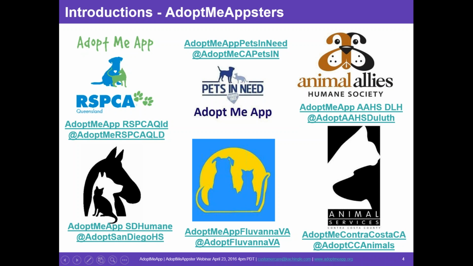Then we have Animal Allies in Duluth, Minnesota, San Diego Humane, which Stacy is from, in San Diego, obviously, and Fluvanna SPCA in Fluvanna, Virginia. And the latest one we added is our first government shelter, which is Contra Costa County here in California, in the San Francisco Bay Area. Yeah, and Fluvanna is also a county. It's not a city. It's Fluvanna County.